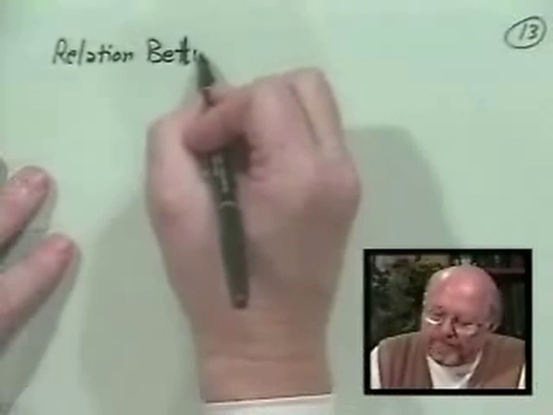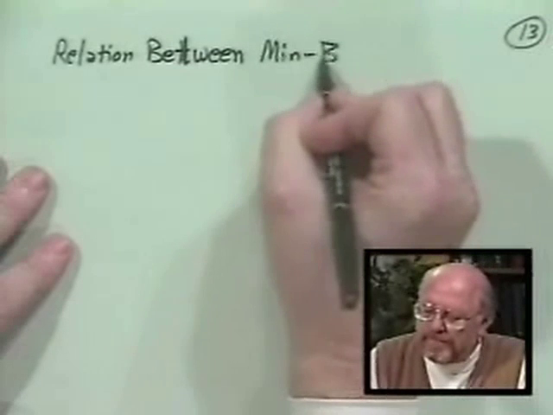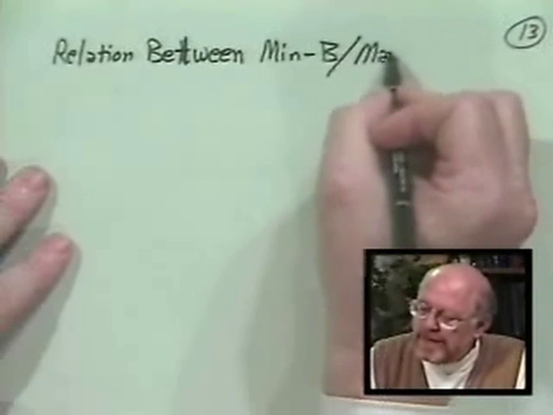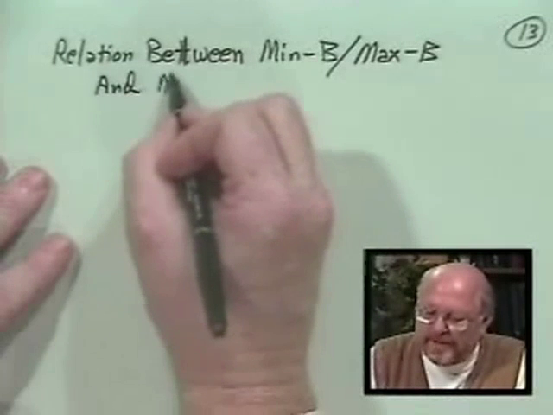So what I next want to talk about is the relation, let me just call it, between minimum B, maximum B, and magnetic field curvature.